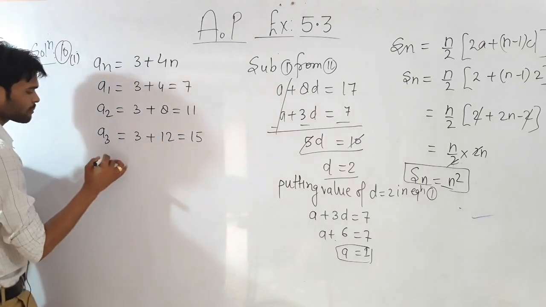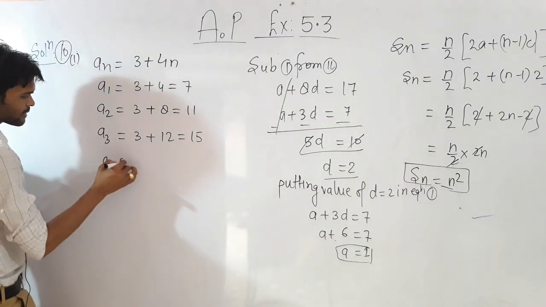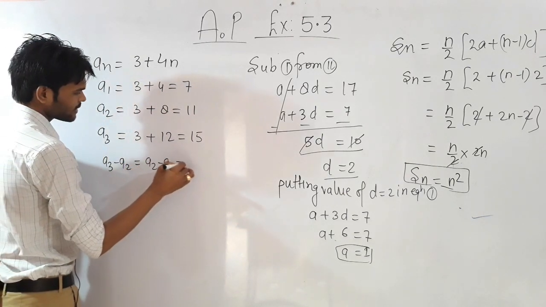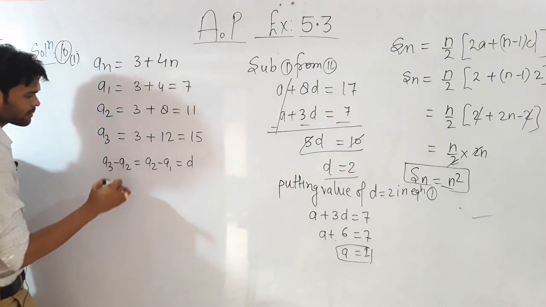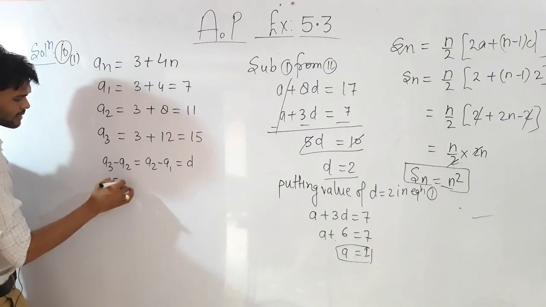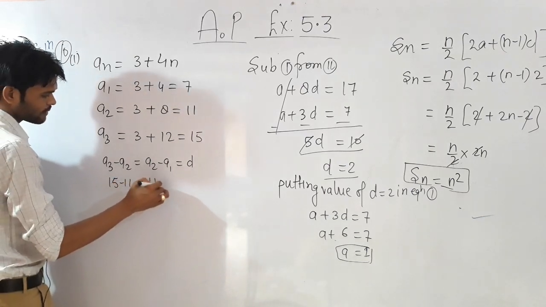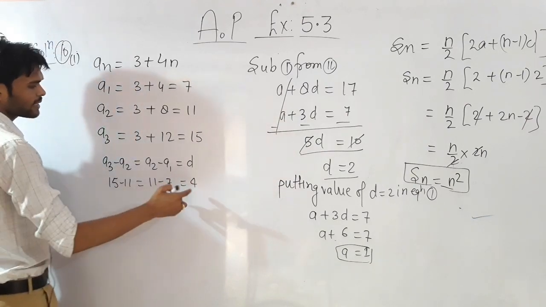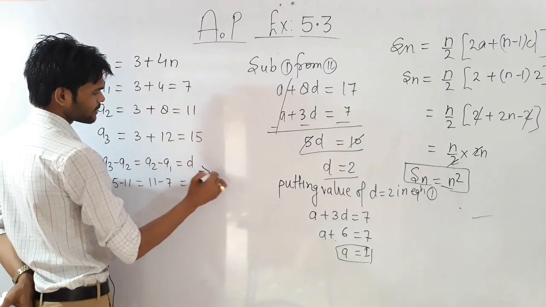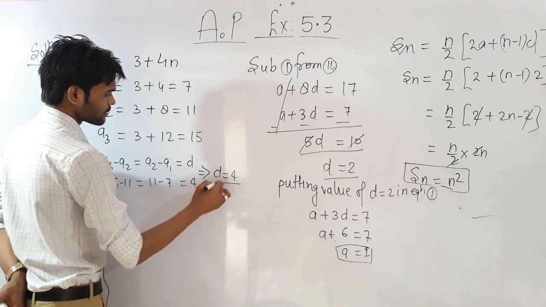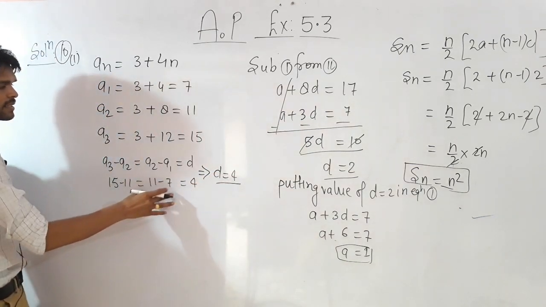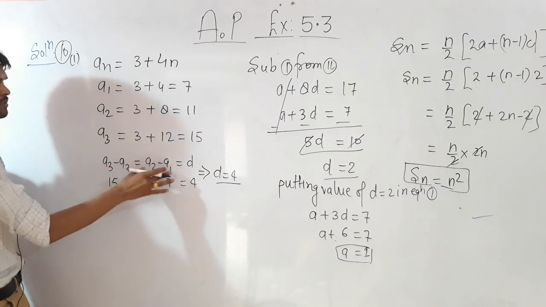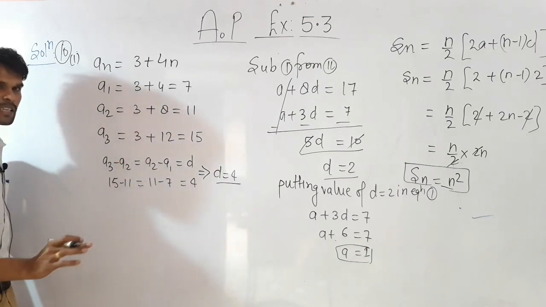Now you can obtain a3 minus a2 is equal to a2 minus a1, and it is equal to d. So here it becomes 15 minus 11 is equal to 11 minus 7, and it is equal to 4. So we have obtained d is equal to 4. If there is a common difference between two consecutive terms, then of course it is an AP.